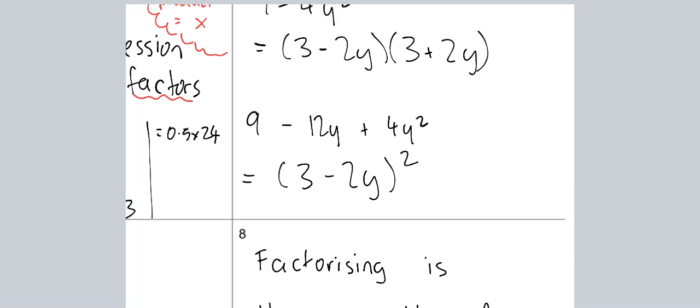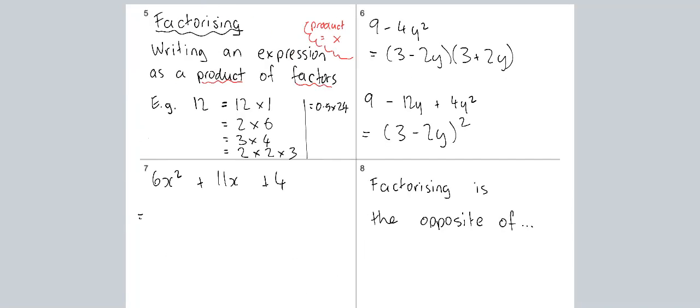Now, that looks like only one factor, right? But it's a repeated factor. It's 3 minus 2y times by 3 minus 2y. Just like 2 times 2 is a repeated factor of 2 when we're doing factors of 12. So it's a repeated factor. I could have written that as 2 squared times 3.